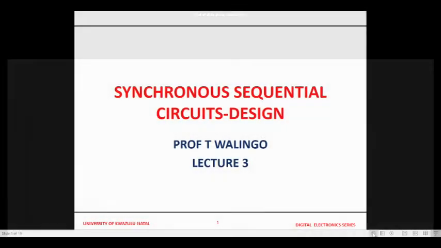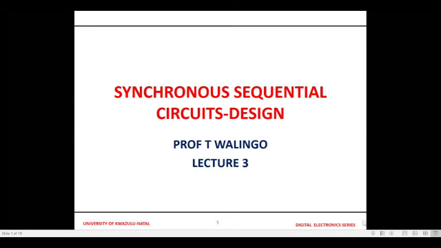Welcome everybody to part B of synchronous sequential circuits design. We are continuing with our examples. We said the design process is the same, the procedure is the same, but we just need to introduce ourselves to more examples and learn how to derive the state diagram. So let's start with the parity checker.